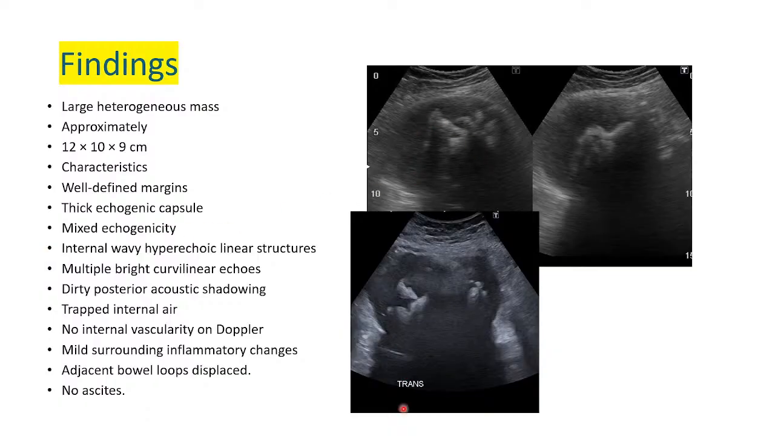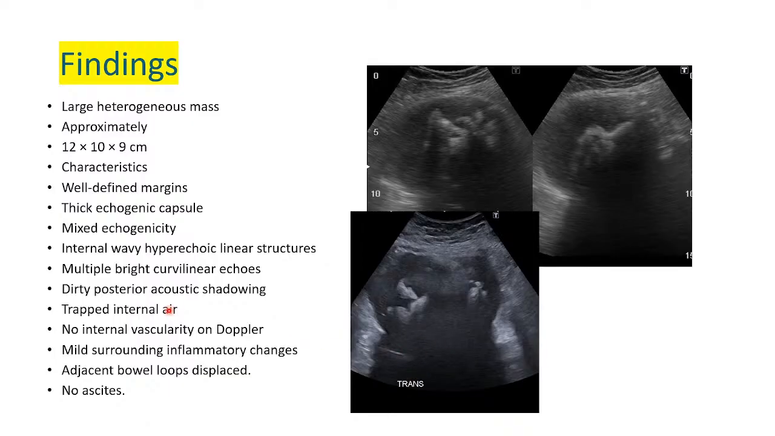There are areas which appear as if there's fluid there. Then there's also the solid component that you're seeing, the echogenic ones. Internal wavy hyperechoic linear structures. So the linear structures there have a wavy pattern. You can see the wave pattern there. Then the multiple bright curvilinear echoes, those are bright echoes which you can see there. Dirty posterior acoustic shadowing, which you can appreciate there.